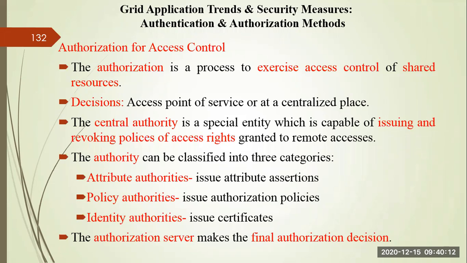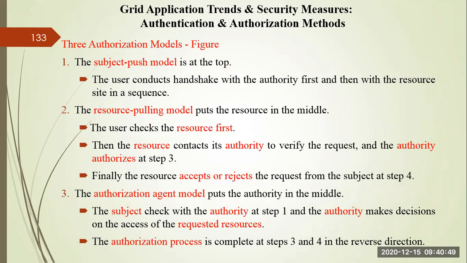Policy authorities issue authorization policies: who is authorized to use that particular grid site? Next one, identity authorities issue certificates. They provide the certificates so that anybody can see the certificate. Like in our examination, once you graduate from your institute, you will get a certificate. That certificate has unique features, based upon which one person will say this certificate is genuine. So here the authorization server makes the final authorization decision, whether the certificate is original or not. Everything is done by the authorization server.